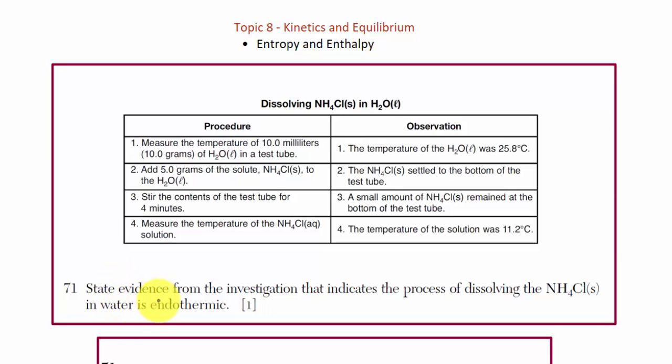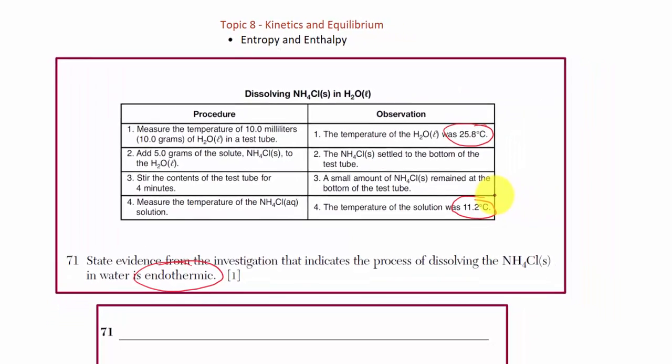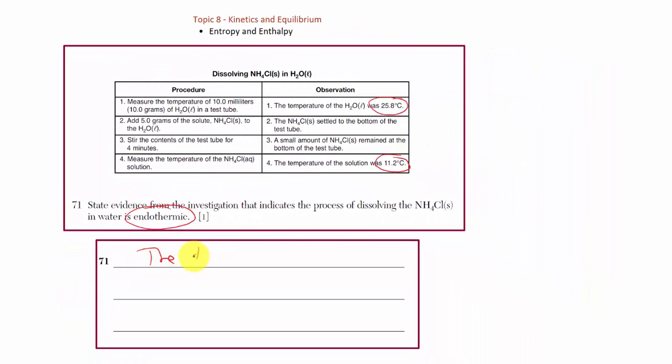Question 71. State evidence from the investigation that indicates the process of dissolving NH4Cl in water is endothermic. Well, an endothermic process is one that absorbs energy from the surrounding environment. Now, if the ammonium chloride being dissolved absorbs energy from the surrounding environment, which would be the water itself, we should see the temperature of the water decrease. And we do. We start at 25.8 degrees, and at the end, our temperature is 11.2 degrees Celsius. Put in simplest terms, the temperature of the water decreases.